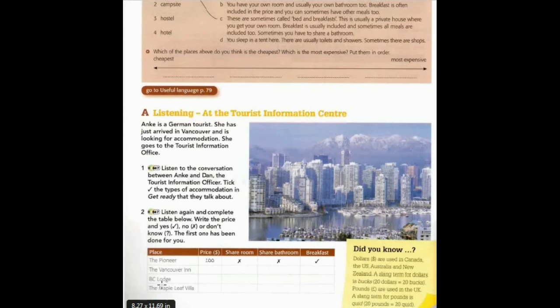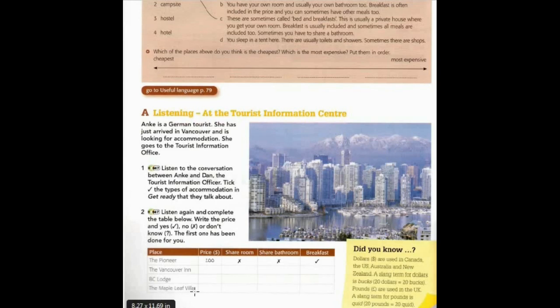For the second one we have the PC Lodge. Here we have the price. The tourist should pay $30 per night. It is a sharing room, where the room can be shared with others, and the bathroom can be shared as well. And the breakfast is included within this price.